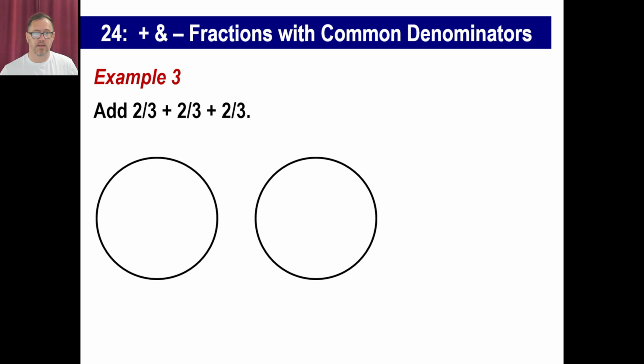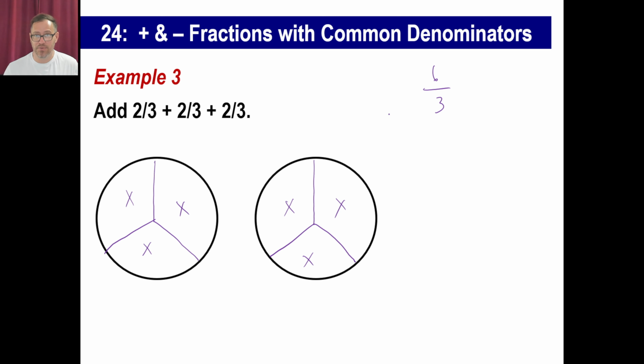How about 2/3 plus 2/3 plus 2/3? Well, if you want to draw it, there you go. There's 1/3, there's 2/3, there's 3/3, there's 4/3, there's 5/3, and there's 6/3, right? 2 plus 2 plus 2 is 6, so the answer is 6/3. You can see an easier way of saying 6/3. How many pies? 2, right? That's because every fraction is a division problem. And look, 6 divided by 3, obviously 2. Makes perfect sense.